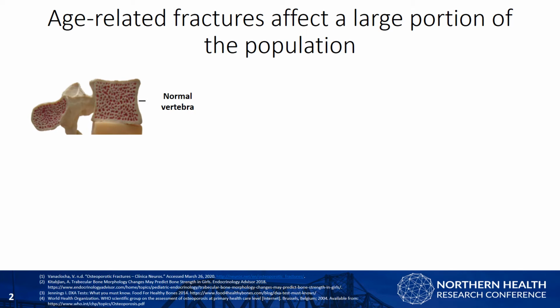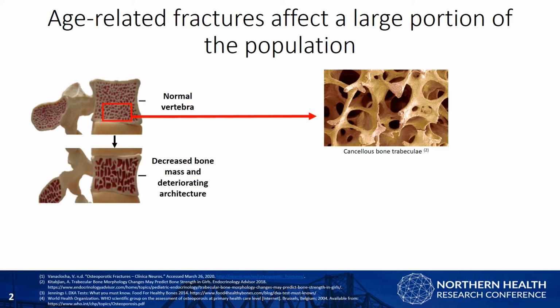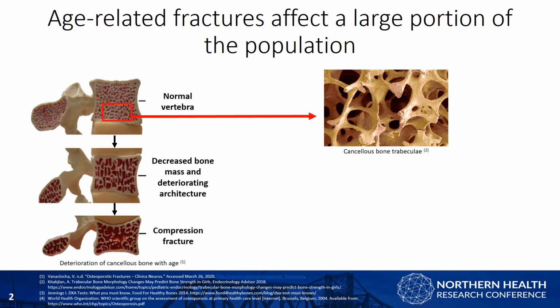Age-related factors affect a large portion of the population, and most commonly occur in skeletal sites with high proportions of cancellous bone, such as the hip, wrist, and spine. Cancellous bone, oftentimes called trabecular bone or spongy bone, is a highly porous material composed of a series of interconnecting flat plates and cylindrical rods, called trabeculi. With age, there's a loss of bone mass and deterioration of the tissue's architecture, leading to increased fracture risk.